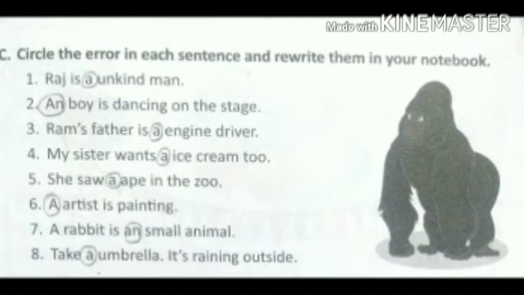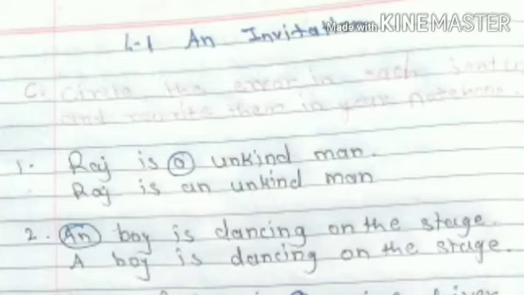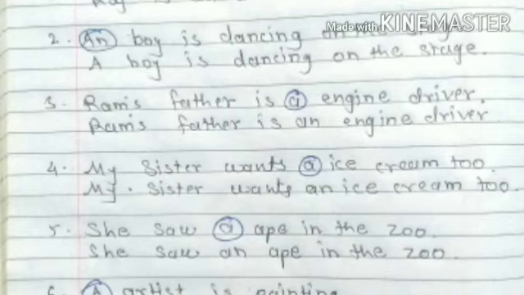First one. Raj is a unkind man. Put the circle on A letter and the correct sentence will be Raj is an unkind man. Second sentence, an boy is dancing on the stage. Put the circle on the word an. The correct sentence will be a boy is dancing on the stage.